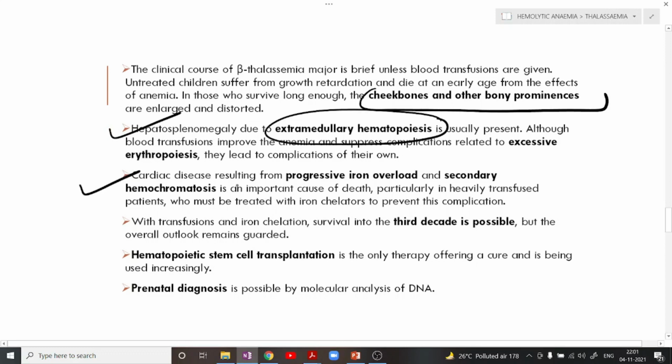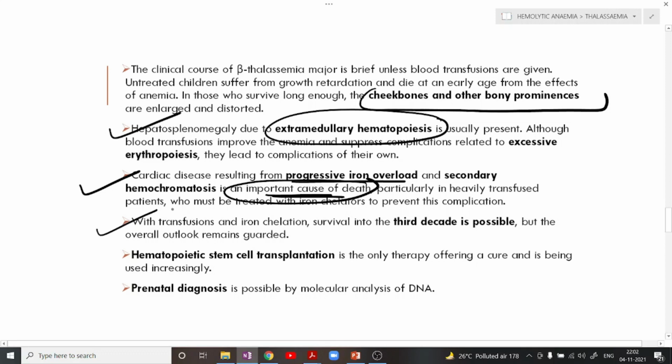Along with that, there is cardiac disease also because of cardiac hemosiderosis, because of secondary hemochromatosis or secondary deposition of iron in the heart. Remember, it is the most common cause of death, or the most important cause of death, in patients of beta thalassemia major who are on blood transfusion.